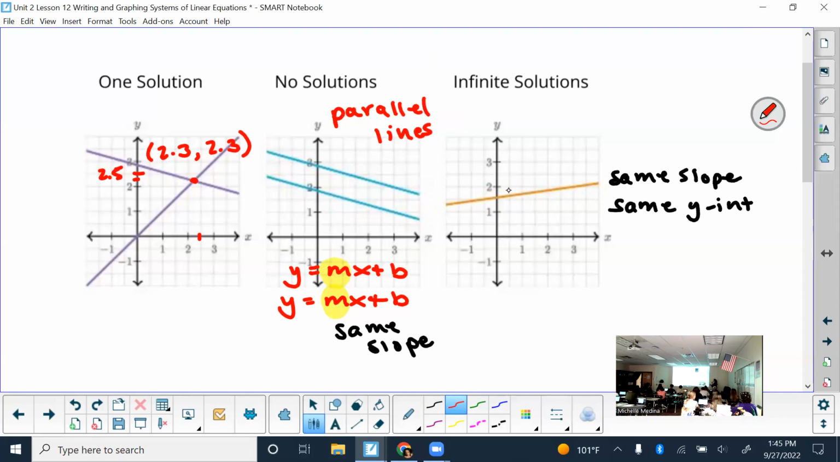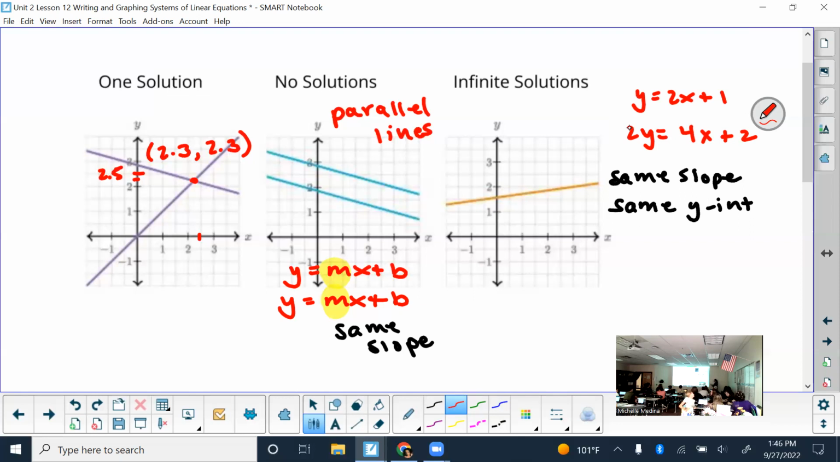Something else with this one. Be careful, you might have two equations that look different. Like maybe I have it as this, and then the other equation looks like this. Are these equivalent equations? Yes. What did I do in the second one? I just multiplied the entire equation by two.